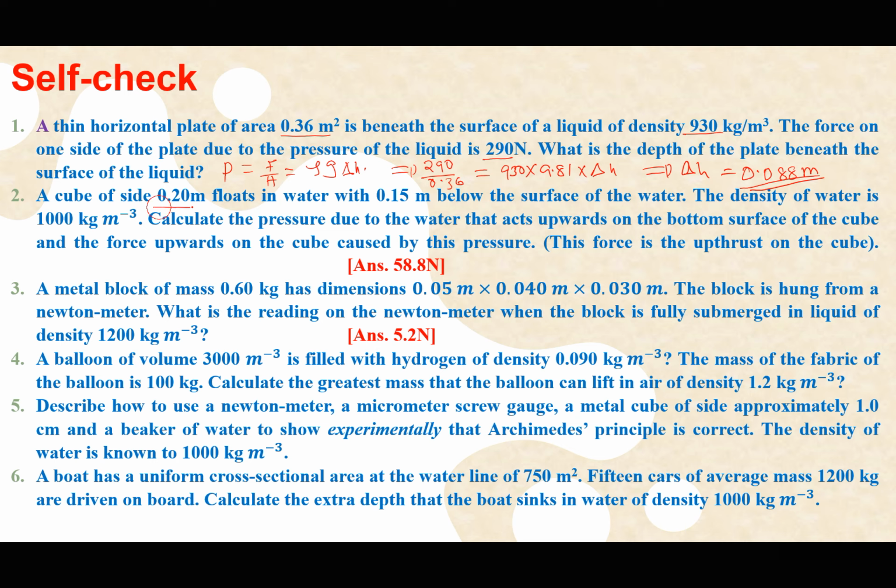A cube of side 0.2 meters, so the area is going to be 0.2 squared, floats in water with 0.15 meters below the surface of the water. So what is submerged is 0.15 meters. The density of water is 1000 kilograms per cubic meter. Calculate the pressure due to the water that acts upwards on the bottom surface of the cube, and the force upwards on the cube caused by the pressure. So not all of the 0.2 is submerged. It's only 0.15.